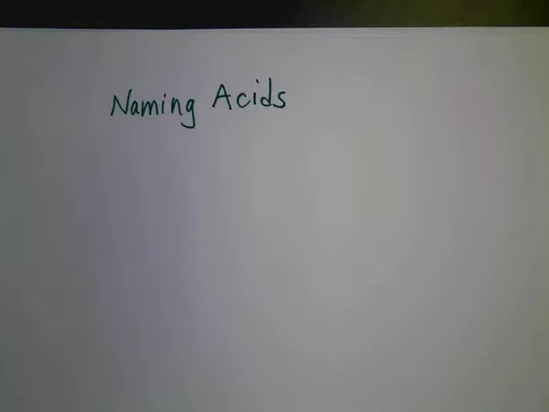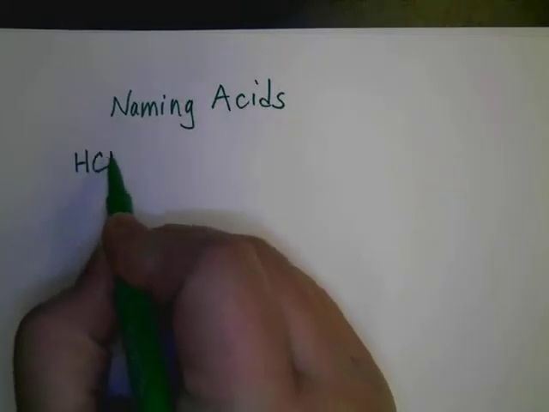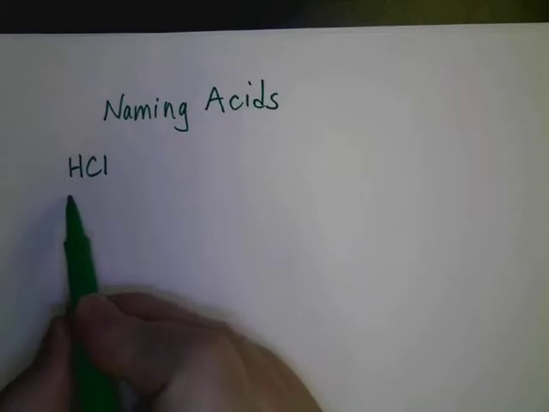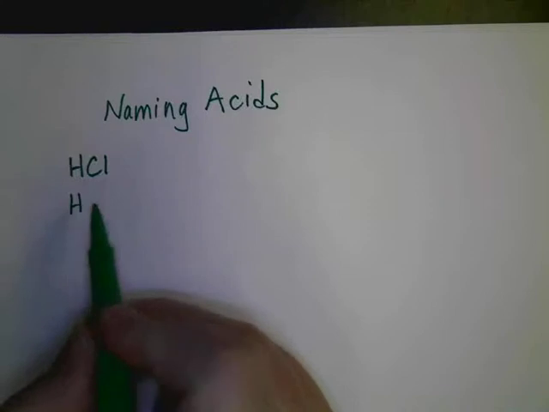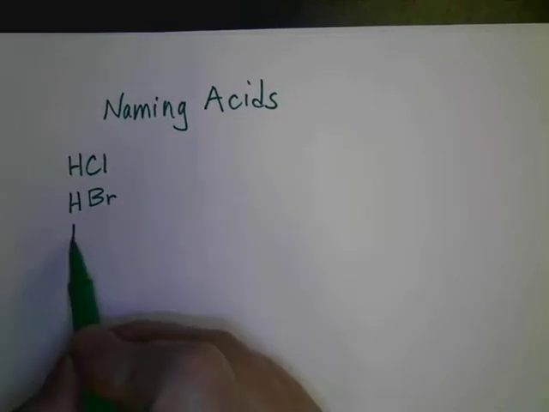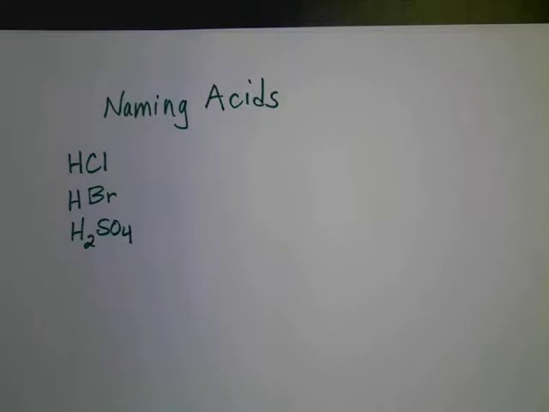This is a video about naming compounds that are acids. I know something is an acid if it starts with an H. So if I look at the formula and it says H and then the Cl atom, I know this is an acid because it starts with the H. If I see HBr, same thing. If I see H2SO4, I know these are all acids.